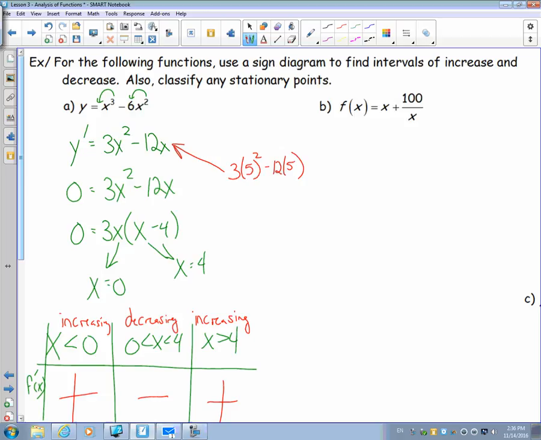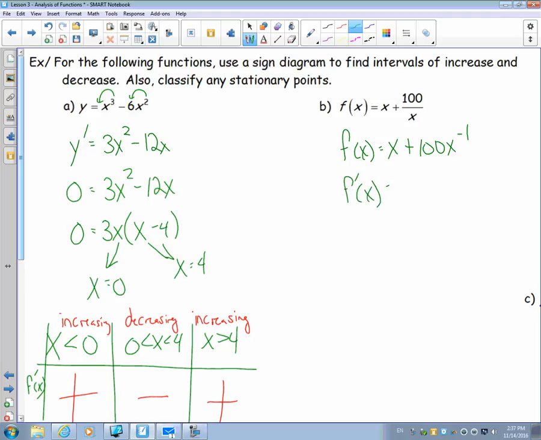Okay, let's try B. We do the exact same things. We're going to do it with a different kind of function. A weird kind of function. We call these rational functions because they have letters on the bottom. And we know we don't like letters on the bottom for derivatives. So let's fix that. Bring it up to the top and make it a negative exponent. Okay, same procedure. Let's take our derivative. F prime of x equals 1 minus 100 x to the negative 2.